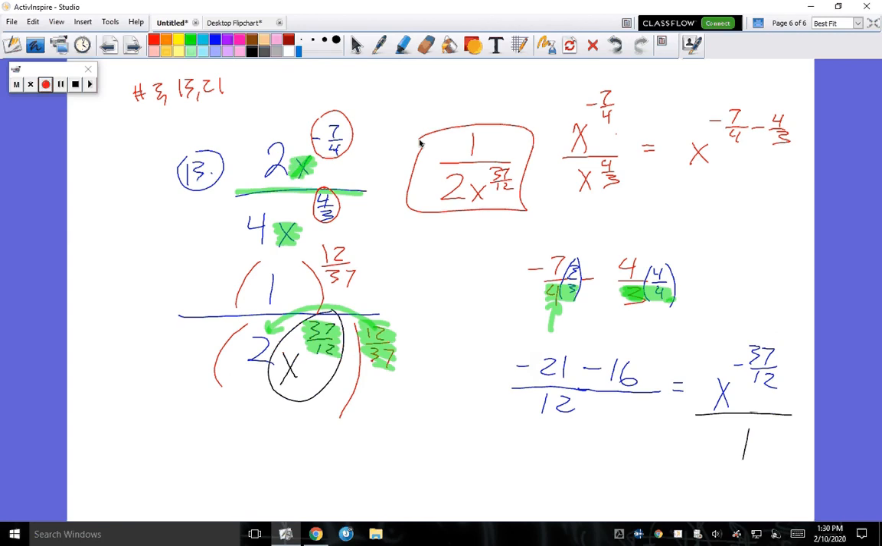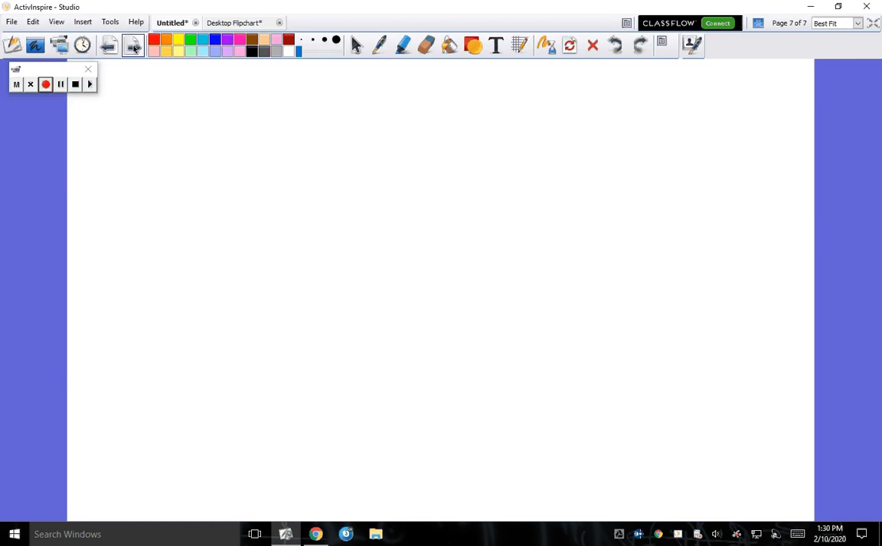Questions? It's not a negative because over here, it was a negative in the numerator. We're taking that negative out, so we move it across that division symbol by making it a positive in the denominator. Again, if it's negative downstairs, bring it upstairs as a positive. If it's negative upstairs, take it downstairs as a positive. Alright, so let's look at number 21.